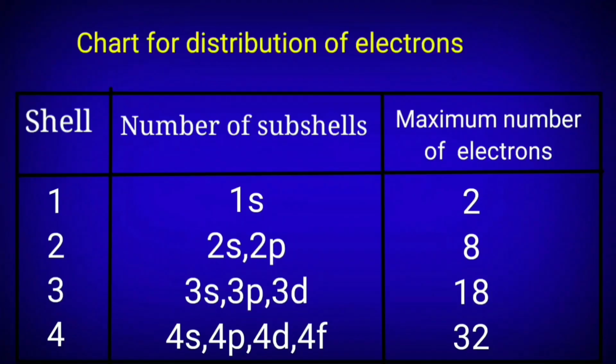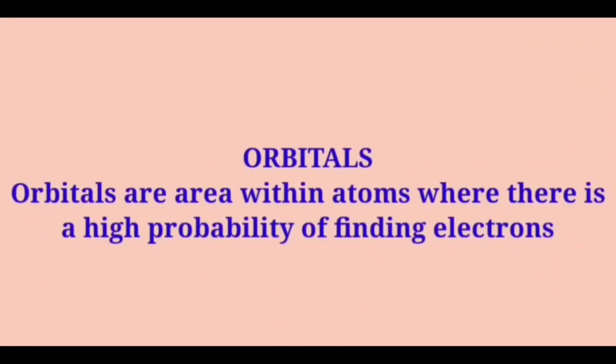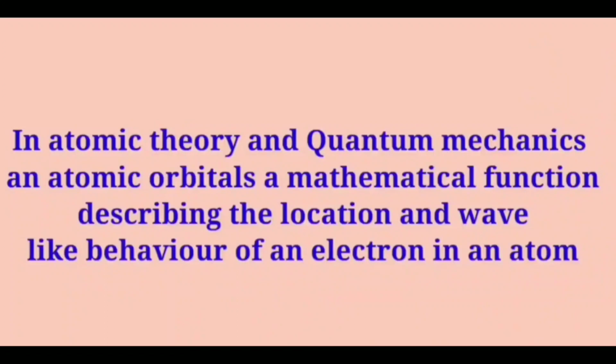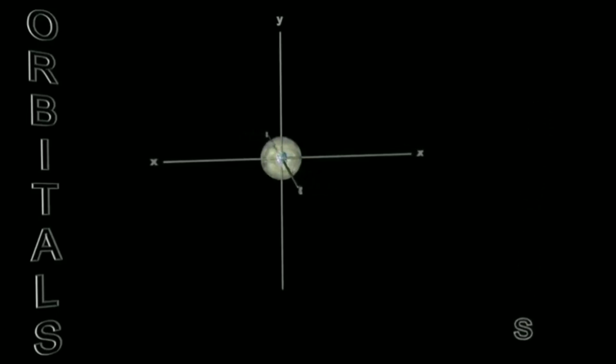Make a note and click the screenshot of this chart. Now the next topic is orbitals. Orbitals are areas within atoms where there is a high probability of finding electrons. In atomic theory and quantum mechanics, an atomic orbital is a mathematical function describing the location and wave-like behavior of an electron in an atom. Let's see quickly the shape of orbitals, then in detail.